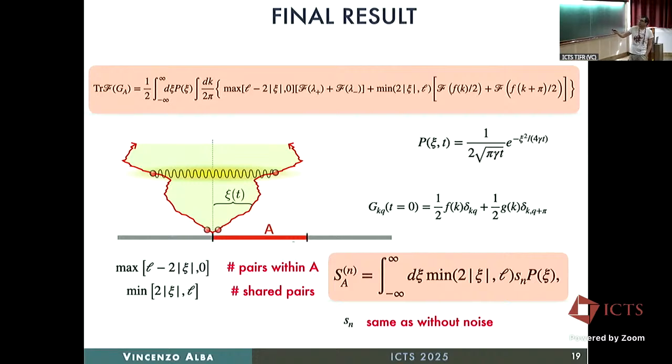And this is just F computed over the 2x2 matrix G. Because this λ+ and λ− are the eigenvalues of this 2x2 matrix. This other term here instead counts the number of pairs that are shared between A and the rest. In fact, you get the same function min(2ψ, ℓ) that you get in the unitary case.